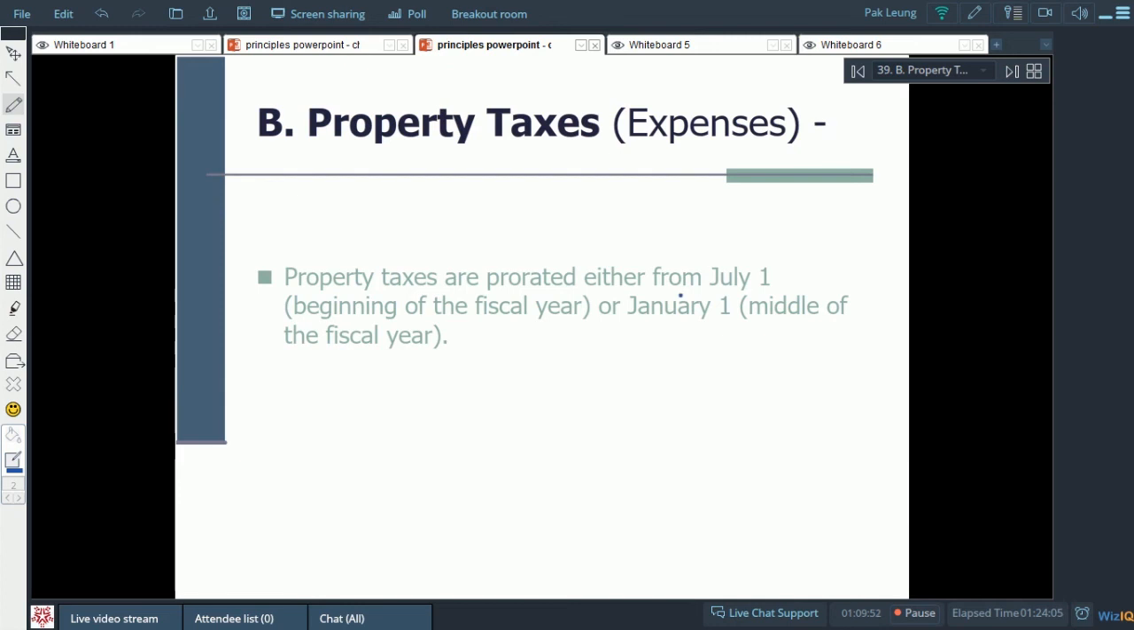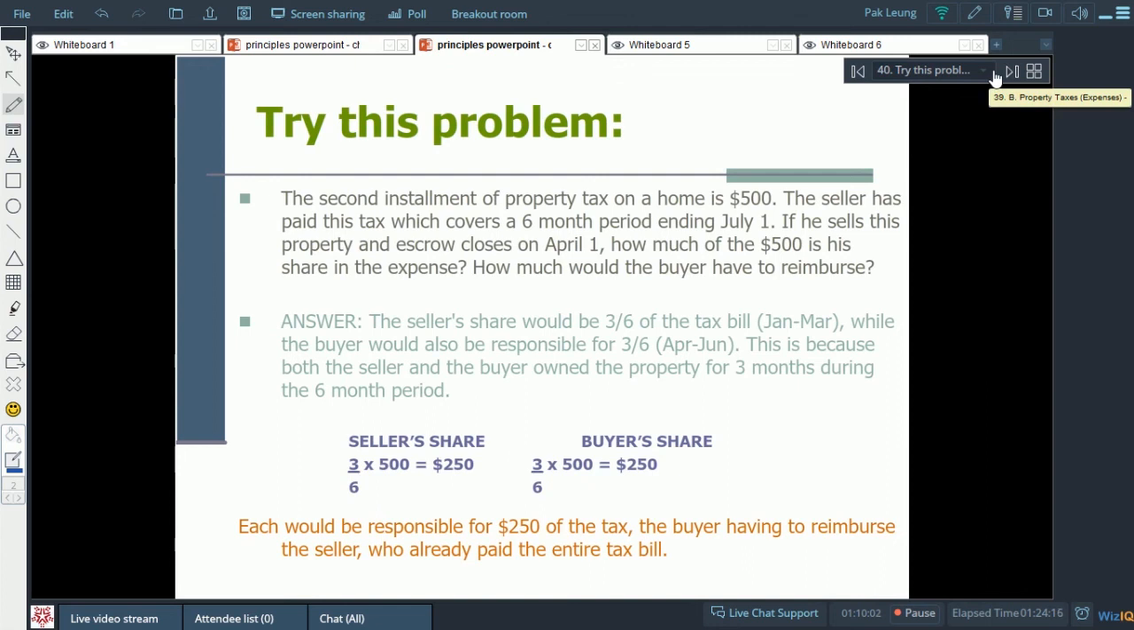But taxes, you have to be careful. Fiscal year starts at July 1st, today. Okay, not January 1st. Okay, fiscal year doesn't start there. Okay. Okay, property taxes. Okay, July 1st, beginning of the fiscal year. Okay.